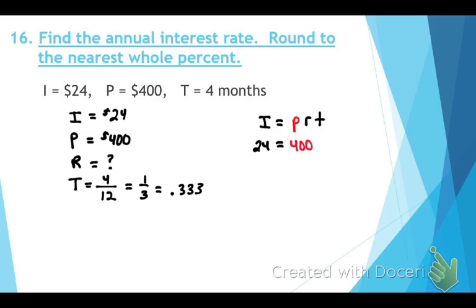Instead of that R, what should I put? We're just going to keep it as an R because that helps me to remember to turn it into a rate. What should that T represent? Okay, 0.3 repeating. So times 0.33333333. On the left side, can I do anything with that 24? No, I cannot. On the right side, can I do any work? Yes. What can I do? Divide by 400 on both sides.